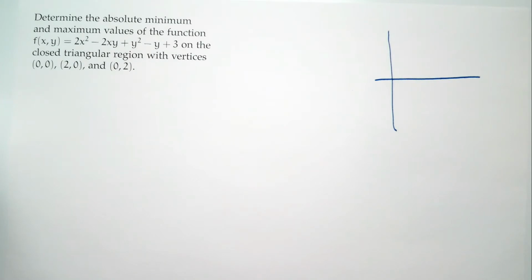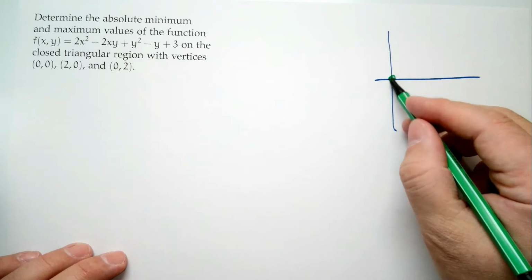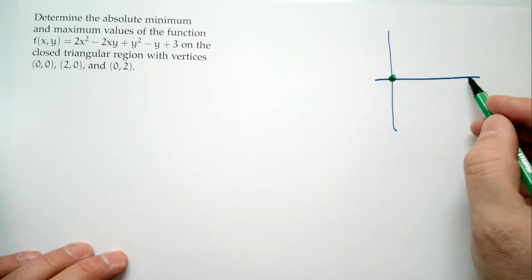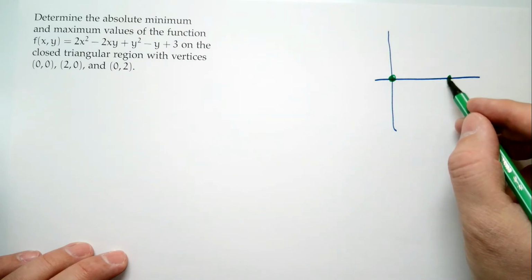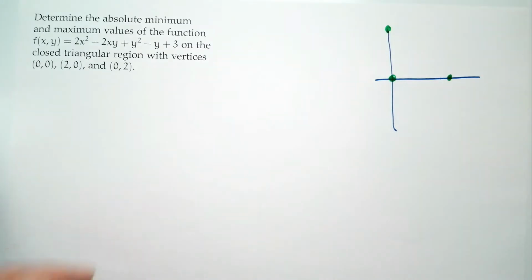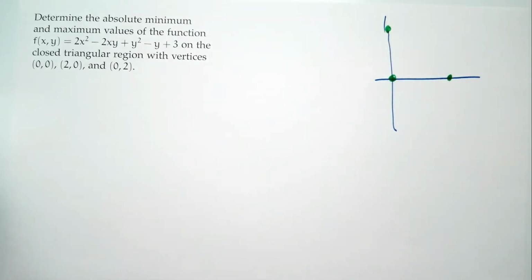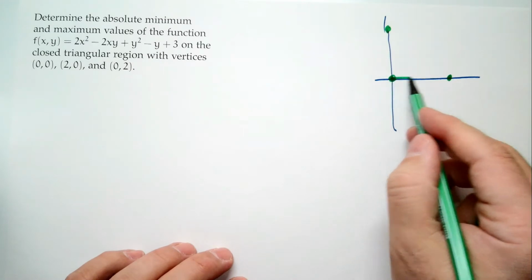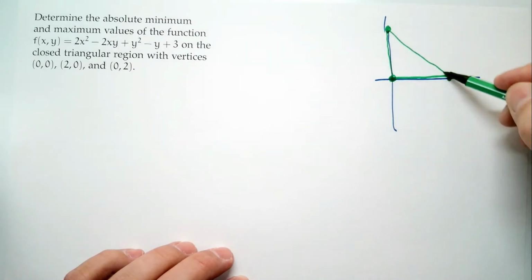Okay, so what do we have? We have the three vertices. (0, 0) would be here. (2, 0) would be here. And (0, 2) would be here. And so it's a triangle. So we mark the edges.